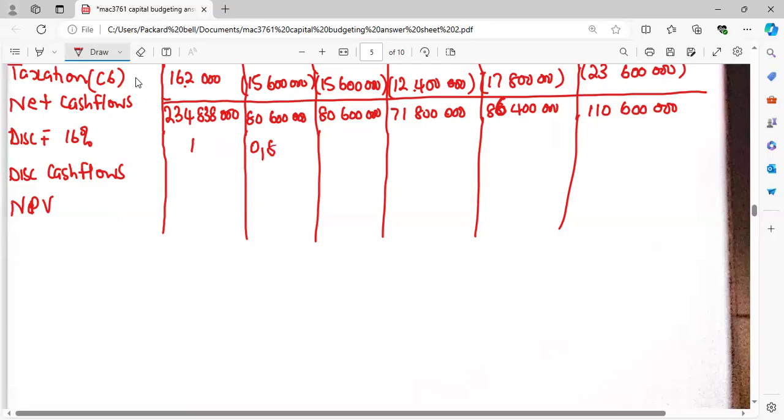0.862. Am I right? Are we together there? Divided by 1.16. The second one is going to be how much? 0.743. 0.74. Do we still remember how we calculate this discounting factor? Yes. Then the third one is going to be, this is the fastest way of calculating this discounting factor.